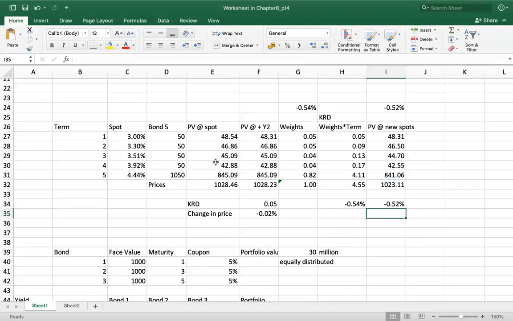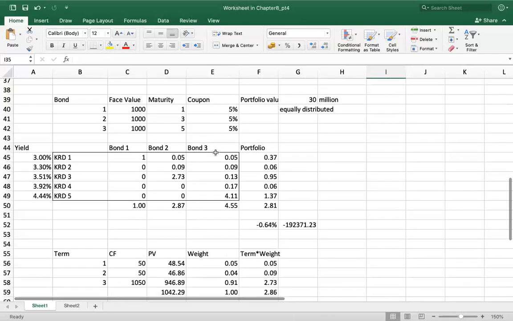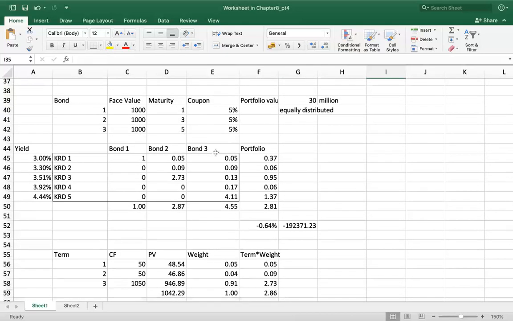So this is the whole idea of key rate duration and how to calculate key rate duration. We just talked about key rate duration for an individual bond. Let's talk about key rate duration of a portfolio. Here, if you can see, I am talking about three different bonds in this portfolio, each with face value of 1,000 and a coupon of 5%, and the maturities are 1 year, 3 years, and 5 years. This portfolio's value is 30 million, which is equally distributed among these different bonds.